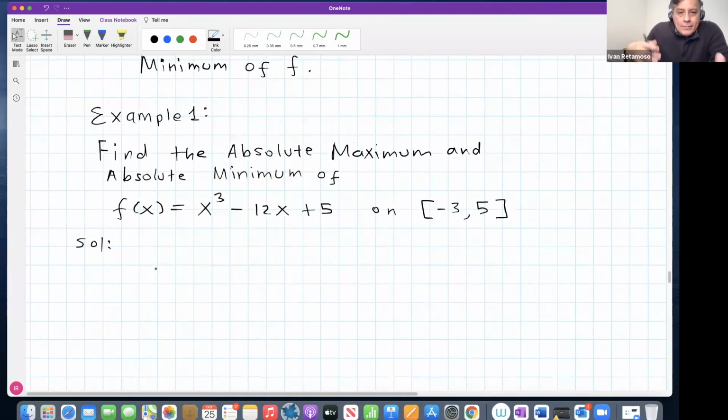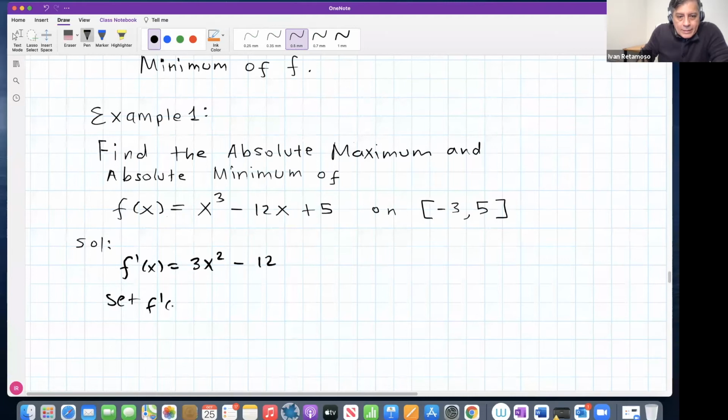In step 1, we are supposed to find our critical points, right? But we know how to do that. All it takes is to find the derivative first. Derivative here is 3x squared minus 12. Derivative of 0, right? And then we are supposed to set our derivative equal to 0, to find our critical points.